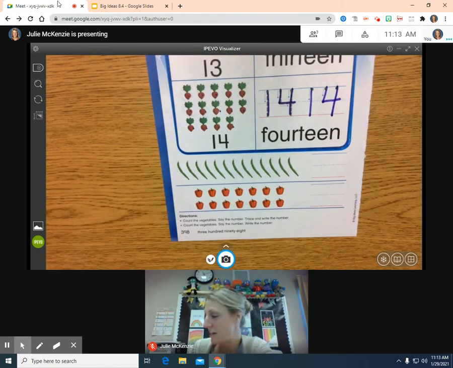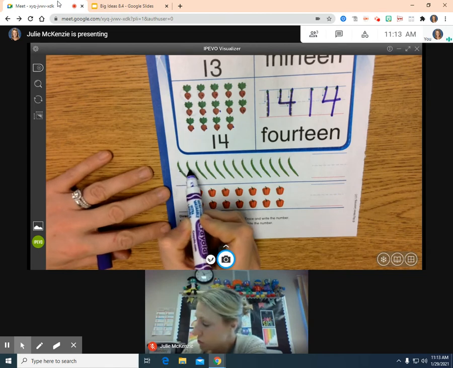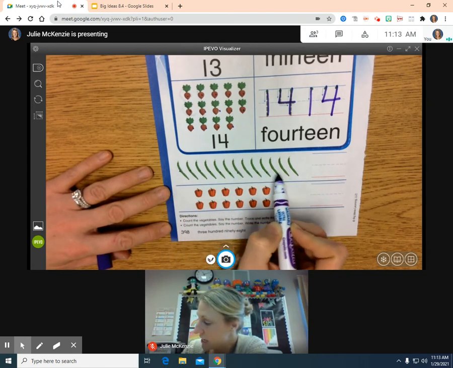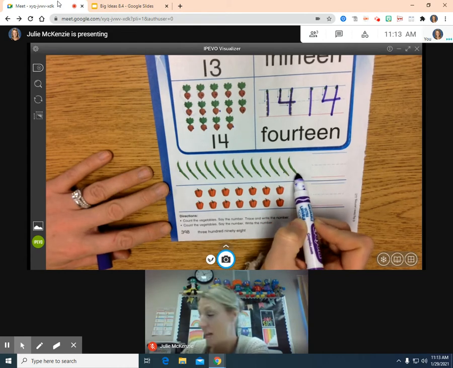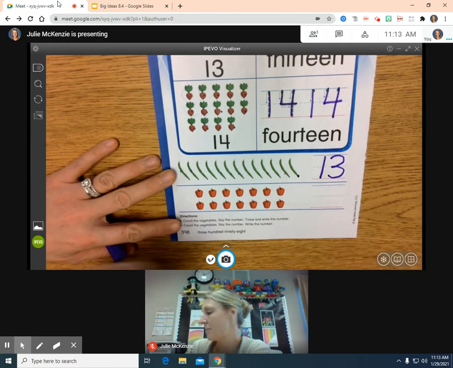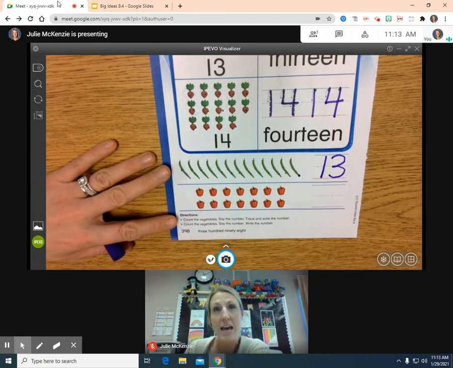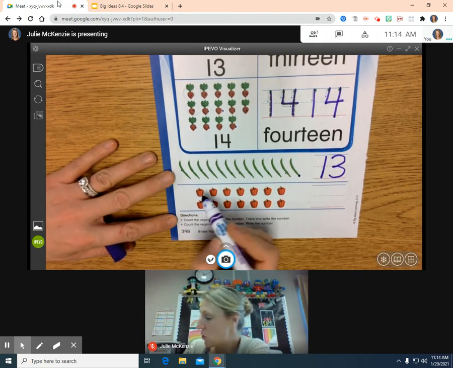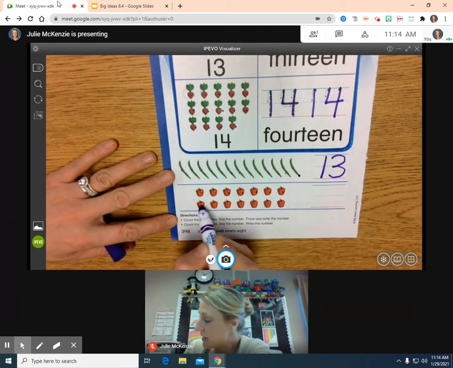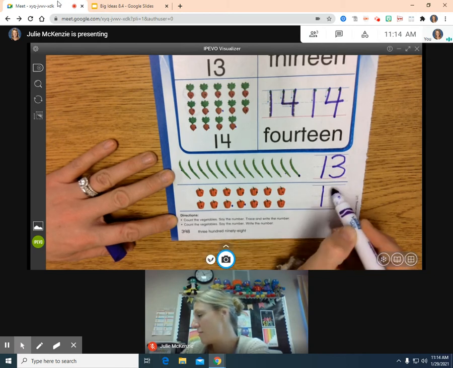These are green beans. Let's count the green beans. 1, 2, 3, 4, 5, 6, 7, 8, 9, 10, 11, 12, 13. There are 13 of them, so we write the number 13. Now let's count the red peppers. 1, 2, 3, 4, 5, 6, 7, 8, 9, 10, 11, 12, 13, 14. There are 14 red peppers.